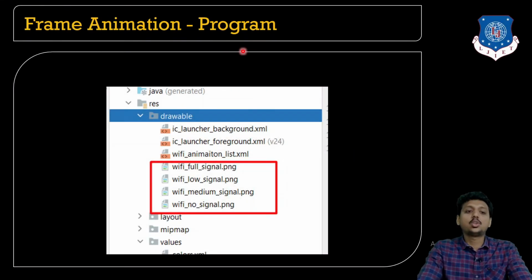Next, to write the frame animation program, I have added 4 different images of the Wi-Fi signal, from no signal to full signal. So here I have no signal, low signal, medium signal and the full signal.